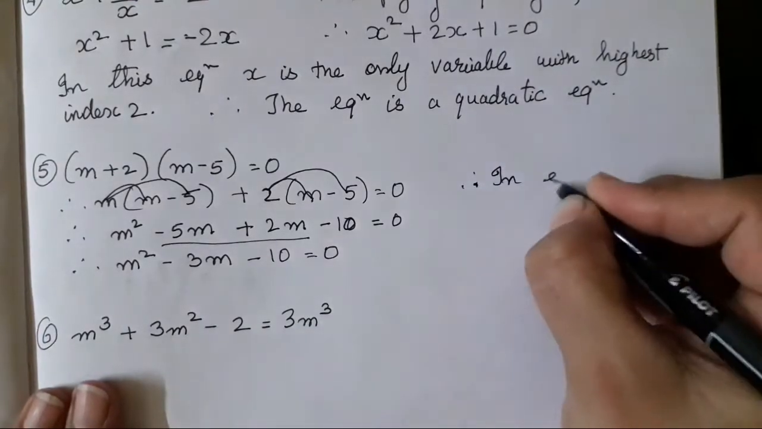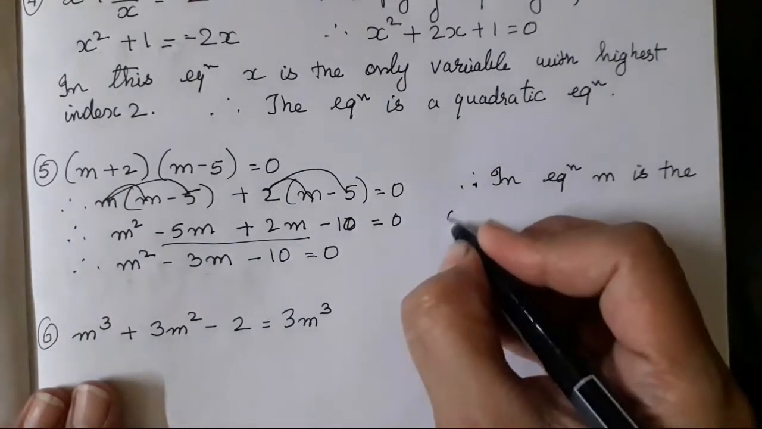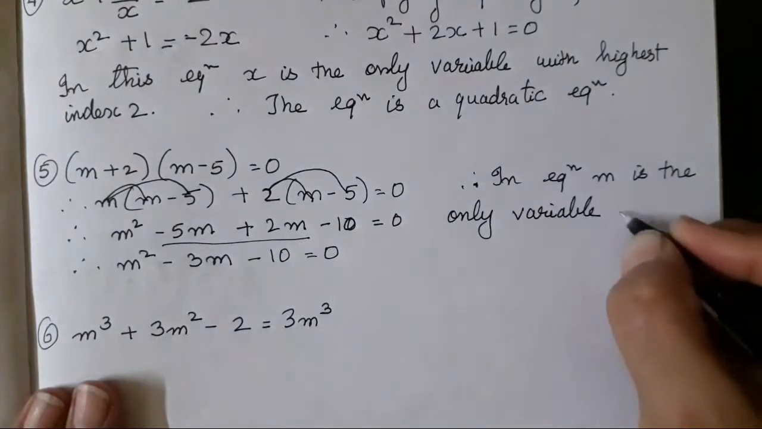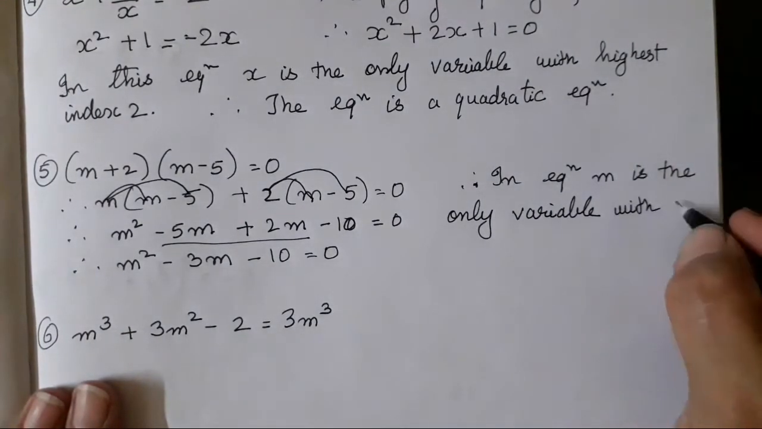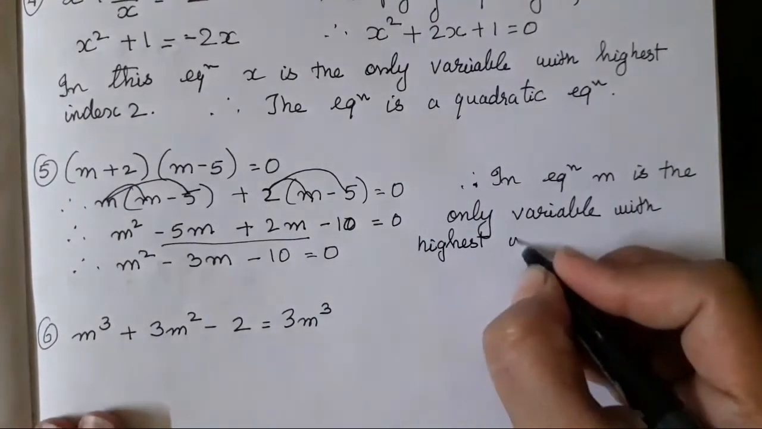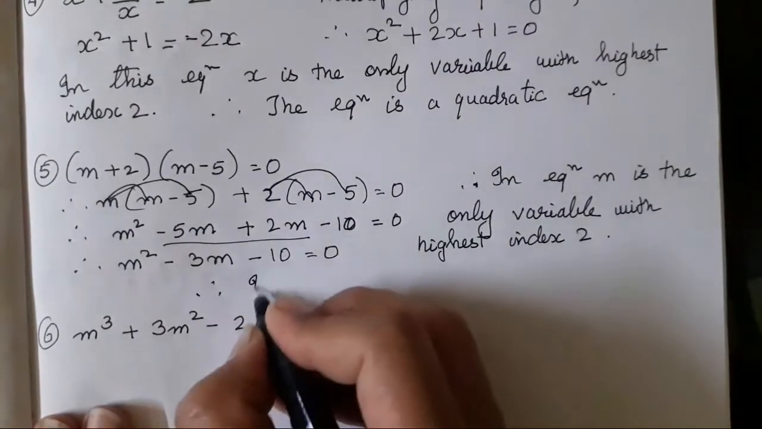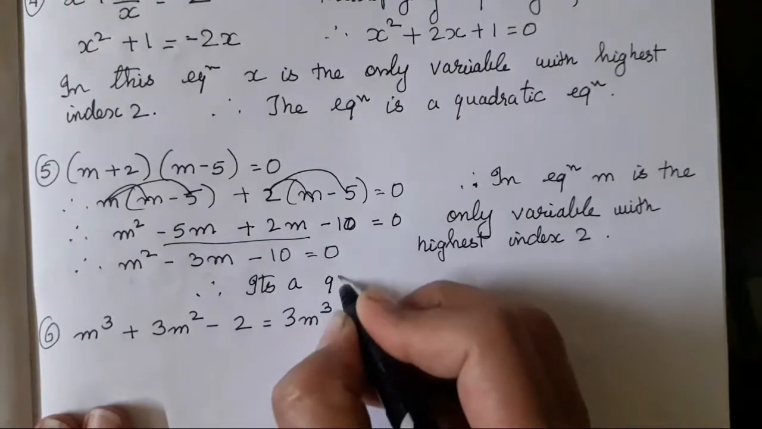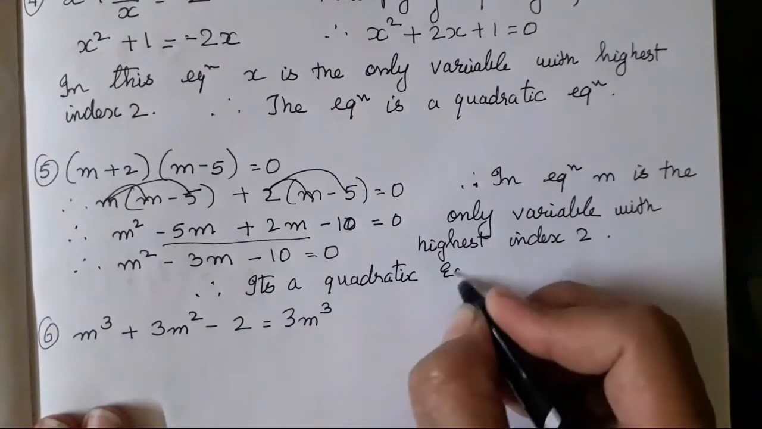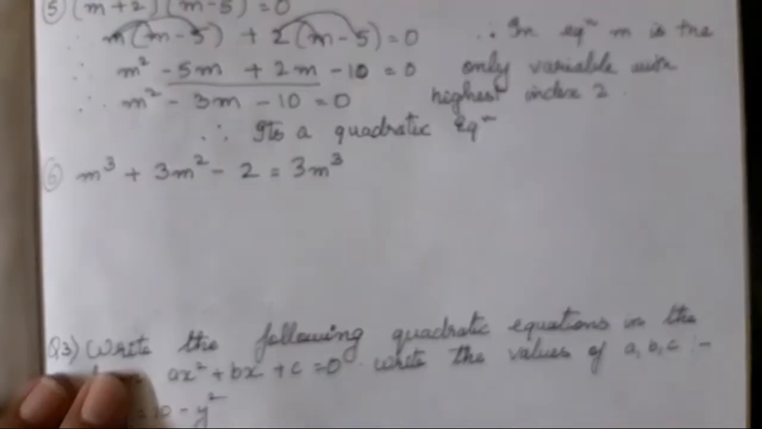So, in the equation, m is the only variable with highest index 2. Therefore, it's a quadratic equation. Got it? Now, sixth one.